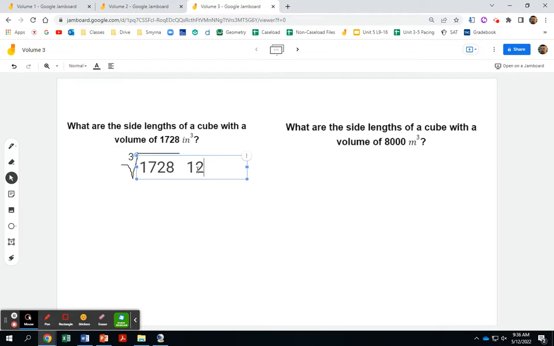Now this one is not 12 inches cubed. This is just a side length. You're finding the side length. This is just 12 inches, all right, not inches cubed. Inches, we already had inches cubed when we had the volume. This is just a side length. So if you had a cube, each side is 12 inches. Any questions on that so far? We're going to do one more though, in case you missed it.